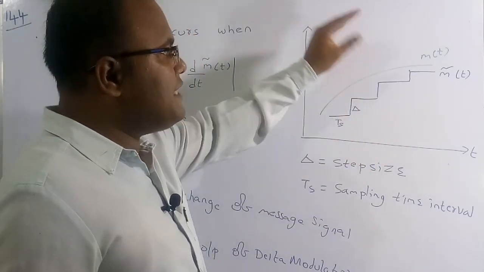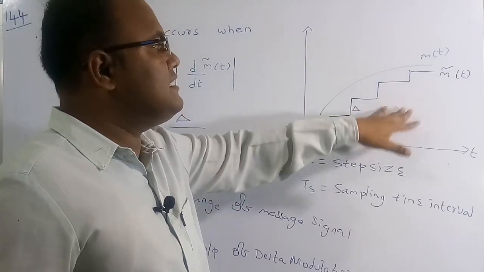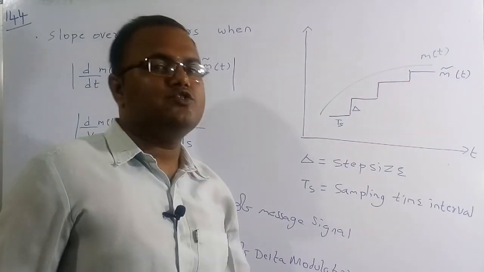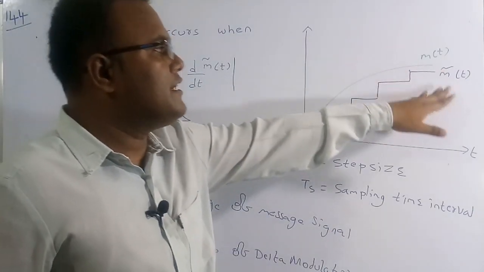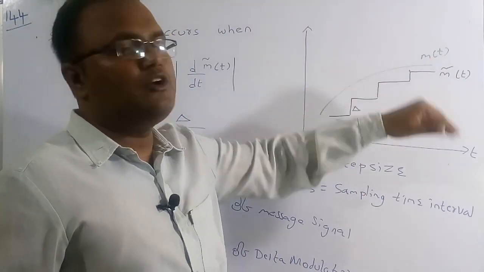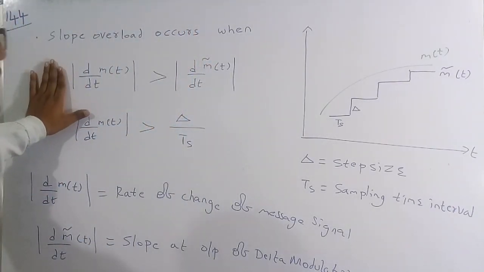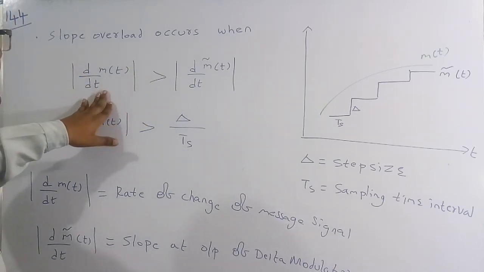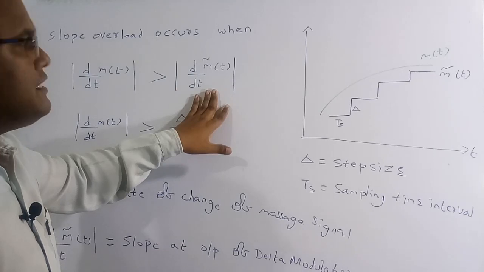So whenever the rate of change of the message signal is greater than the rate of change of the m cap of t or staircase waveform, then we are going to get the slope overload condition. Yes, at that condition slope overload error is going to occur in this delta modulator. So therefore slope overload is going to occur whenever the slope of the message signal is greater than the rate of change of the output signal, or we can say the rate of change of the staircase waveform.